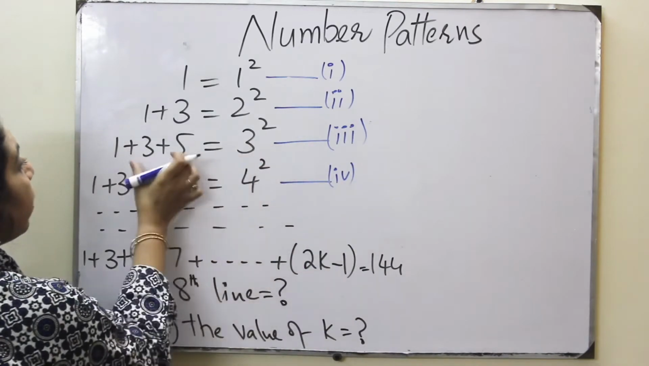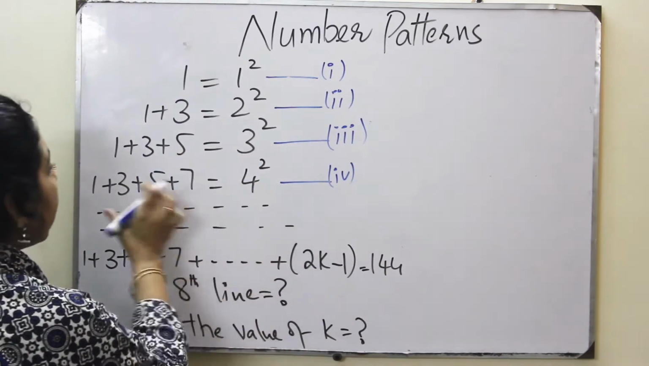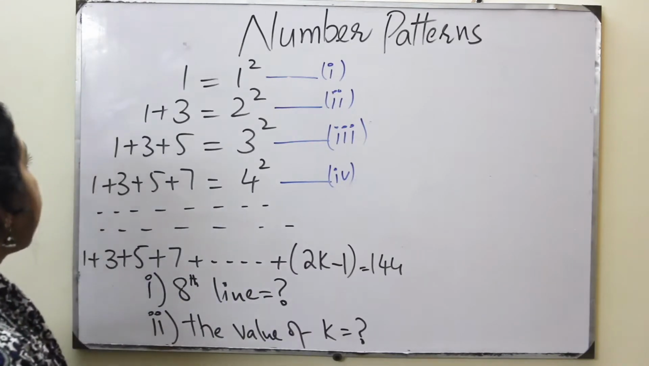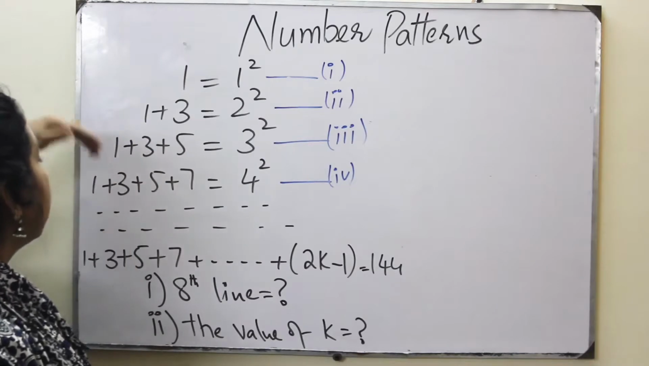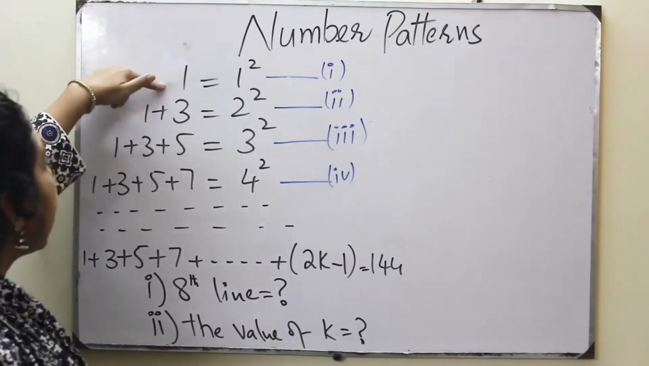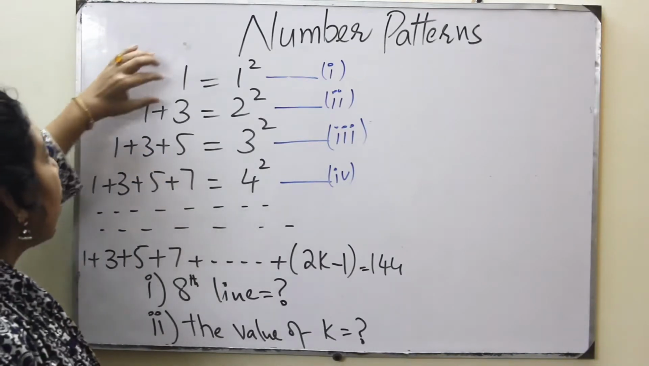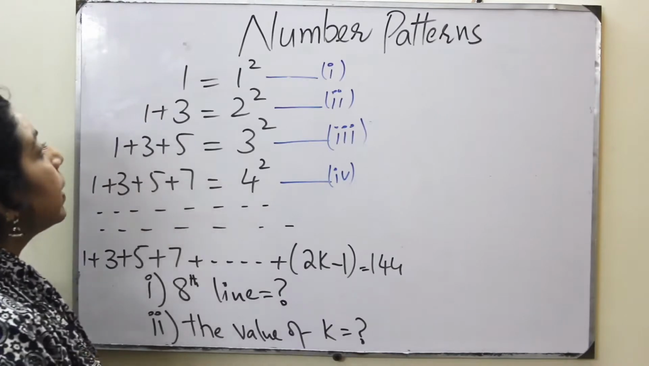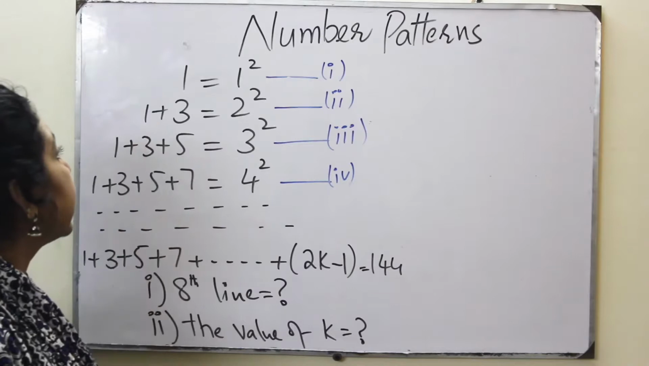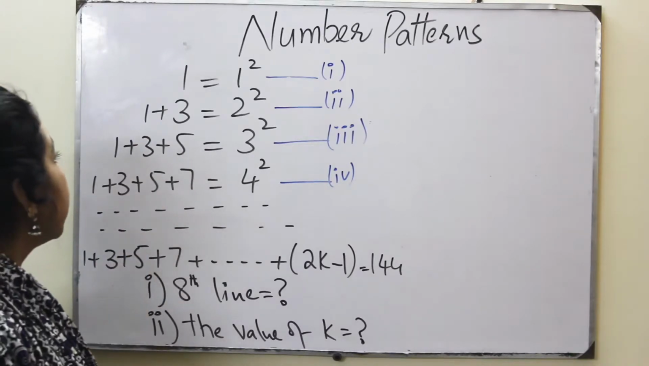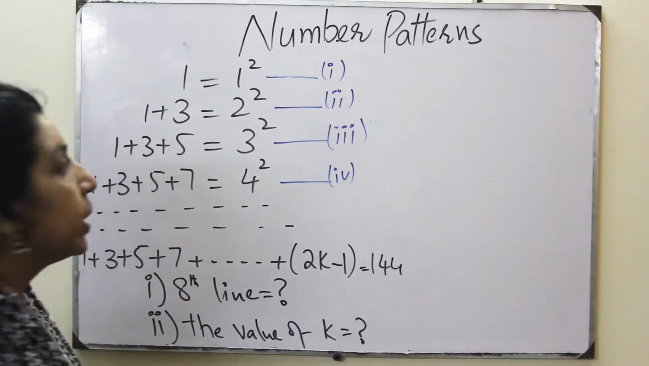In the third line we have 3 numbers, and in the fourth line we have 4 numbers on the left side. You can also notice that these numbers are prime numbers. No, these are odd numbers. 1 is not prime, so these are not prime numbers. These are odd numbers. So in the first line there is only one odd number. There are 2 odd numbers in the second line. There are 3 odd numbers in the third line. There are 4 odd numbers in the fourth line.